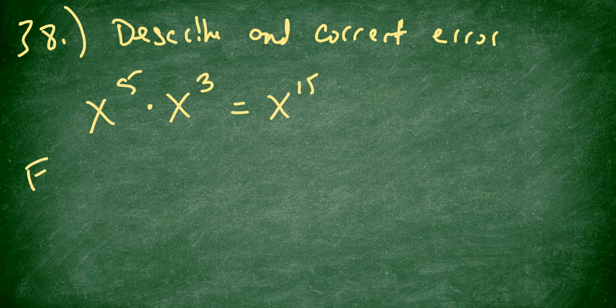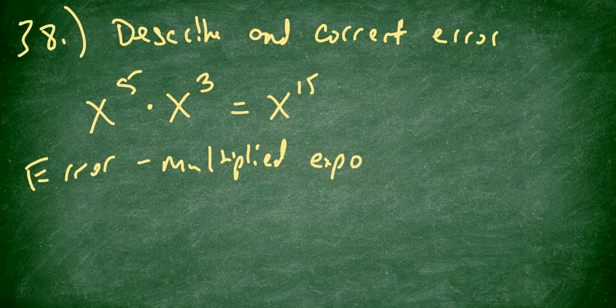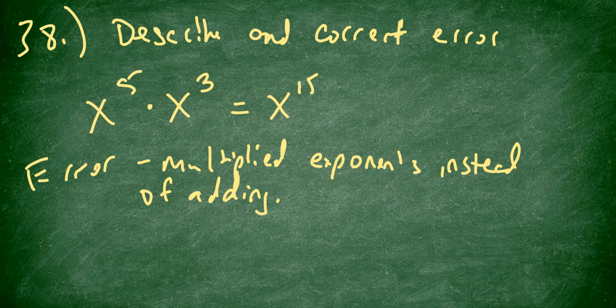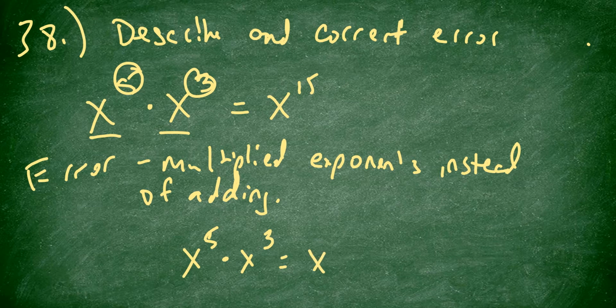So the error is they multiplied the exponents. Because remember, the bases match, so instead of multiplying you add. Remember, the bases match, you add the exponents. So this should actually say x to the 5th times x to the 3rd equals x to the 8th. And that's it for 38.